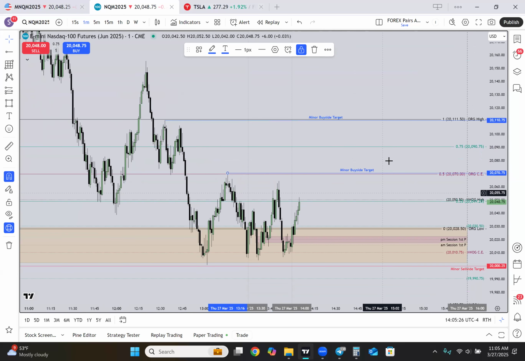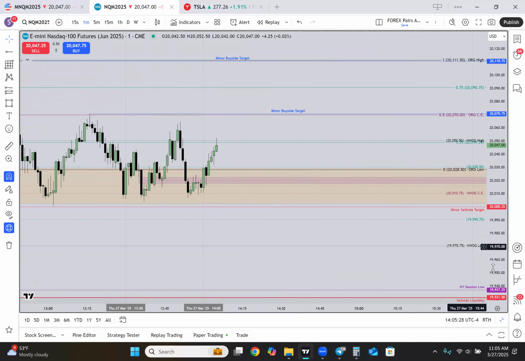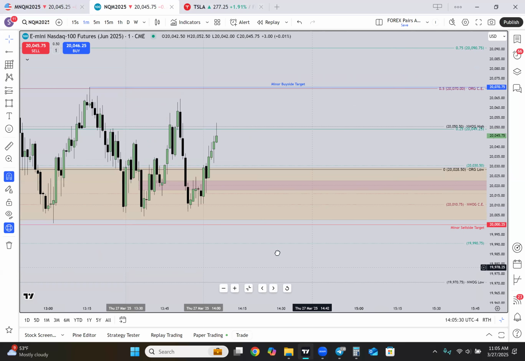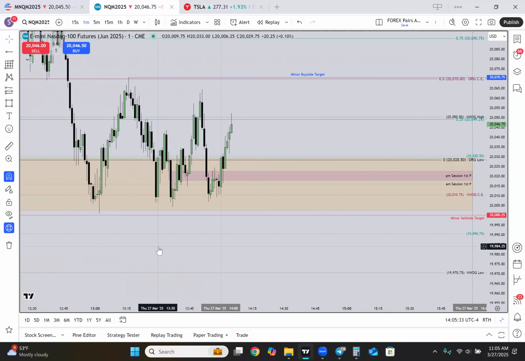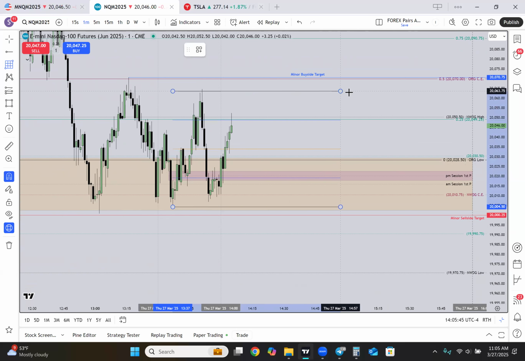Now, what I just missed here, beginning here at the afternoon hours, 2 o'clock. So we have the PM opening range right here. So from 1:30 to 2 p.m., the opening range is right here. So it's from that low to that high.